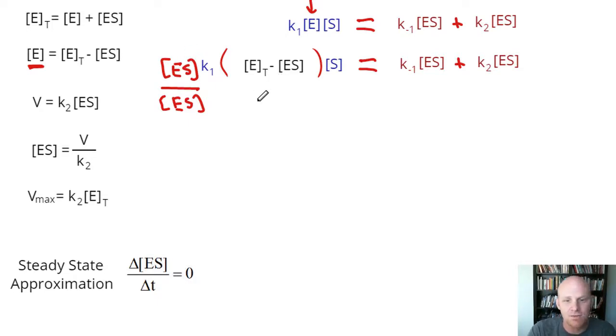But now we can see that every term in this equation actually has ES in it, and they all can cancel, just divide out. From here we can see that we can now divide through by K1 and have all the rate constants on the right-hand side of the equation. That's going to leave us with the following.